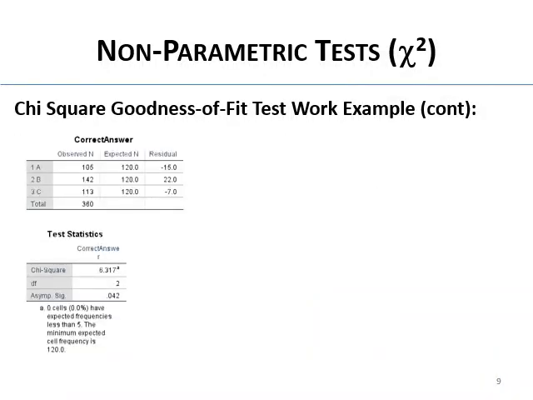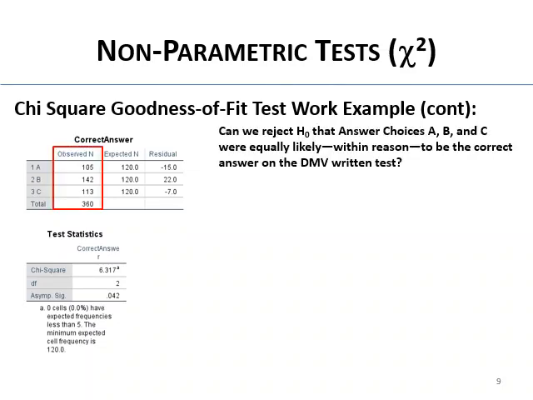So here's the actual chi-square test that comes out of SPSS, and there's our observed Ns again. So can we reject the null that answer choices A, B, and C were equally likely, within reason, to be the correct answer on the DMV written test? And the within reason means there's always a little bit of chance up or down. So is this difference big enough that we can say it's real? That's why we do the test, because we're bad at judging probabilities. So there is the sig value in the test statistics for the chi-square, Asymp. Sig., as promised.